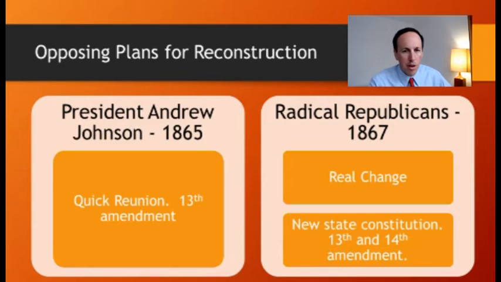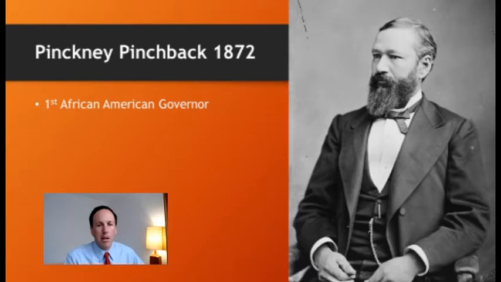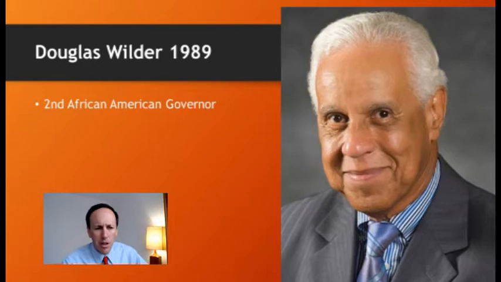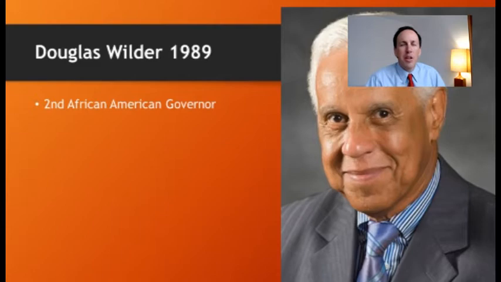This is interesting. Your first African American governor is born to a white slaveholder and a Menudo woman. He becomes the first African American governor in 1872. The second African American governor, and the first one elected, is not until 1989. That's going to be the lasting problem. It's not like, oh, the Civil War's over, all fixed. No, these problems that caused the Civil War don't go away just because some of the bureaucracy and political problems are gone. Doesn't mean the social problems are gone.